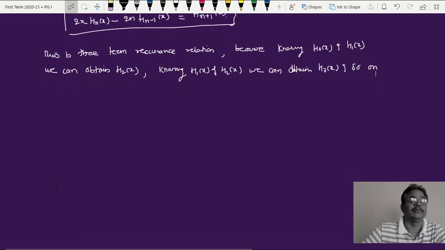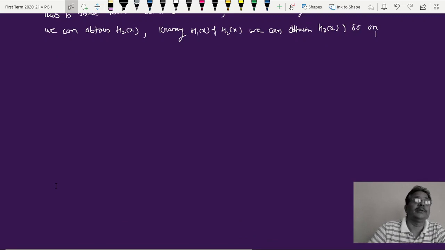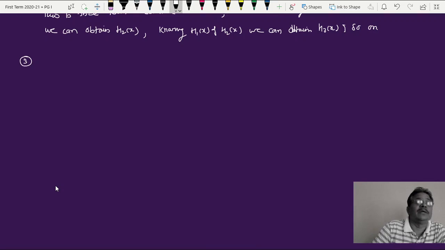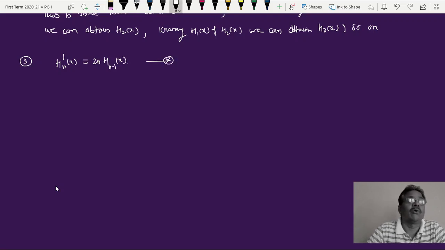This is the second property. Now the third, number 3. Let's go for another. This time it is differentiation with respect to x: H dash n of x is equal to twice n H_{n-1} of x. Looks very simple, but this is not that easy. So you have to go for the first order differential of the Hermite polynomial, H dash n of x, and show that the right hand side of this is equal to twice n into H_{n-1} of x.